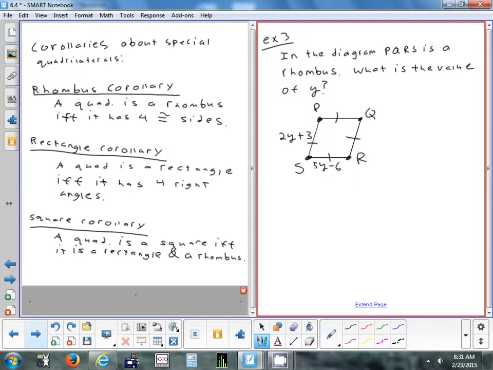Okay, so now that we know all the sides are congruent, anybody tell me how can we set something up here as an equation? Yeah? You do 2y plus 3 equals 5y minus 6. Yeah. We know that the side on the left and the side on the bottom are the same length. Okay, so set them equal. 2y plus 3 equals 5y minus 6. Okay, now Morgan, what would be my first step to solve that?